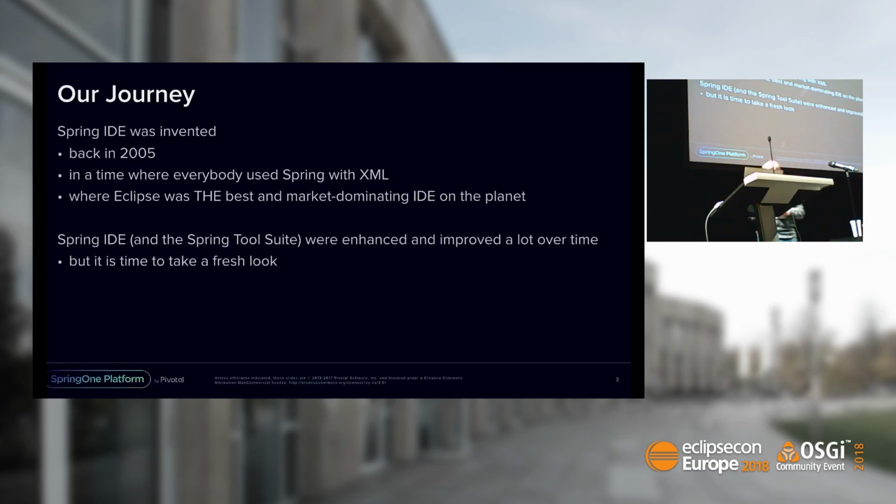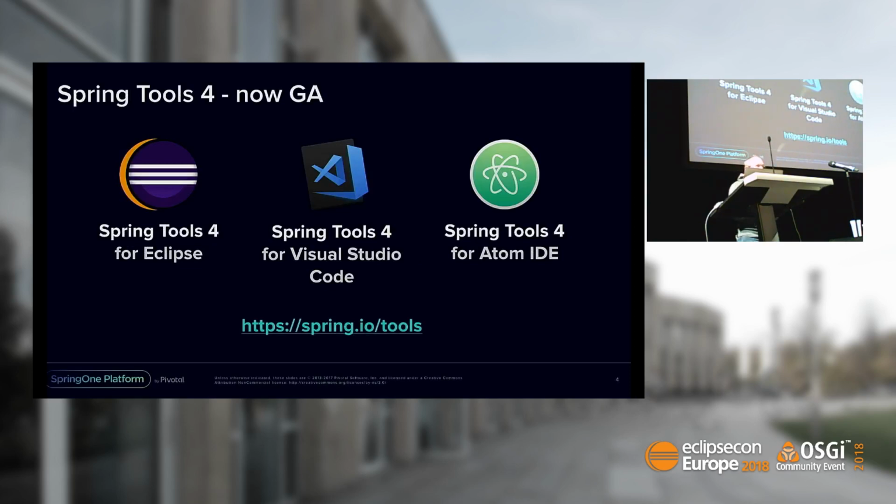But stuff has changed. Nowadays, people use Spring Boot, annotation-driven Java development, so we thought it might be good to rethink the way we implement the tools and the stuff that we built into the tools. So that's why we introduced Spring Tools 4. That's the latest version that we have shipped.